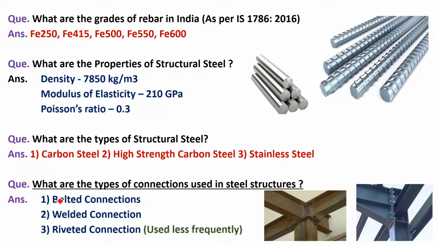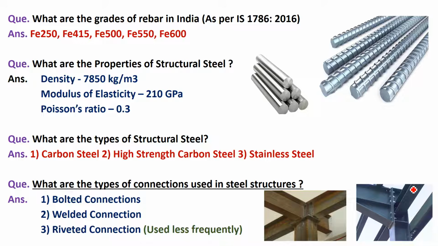Okay. The next question is, what are the types of connections used in steel structures? There are 3 types of connections used in steel structures. First is bolted connection, then welded connection, and third is riveted connection. But riveted connection is not used frequently. Only bolted and welded connections are widely used in practical applications of design of steel structures.